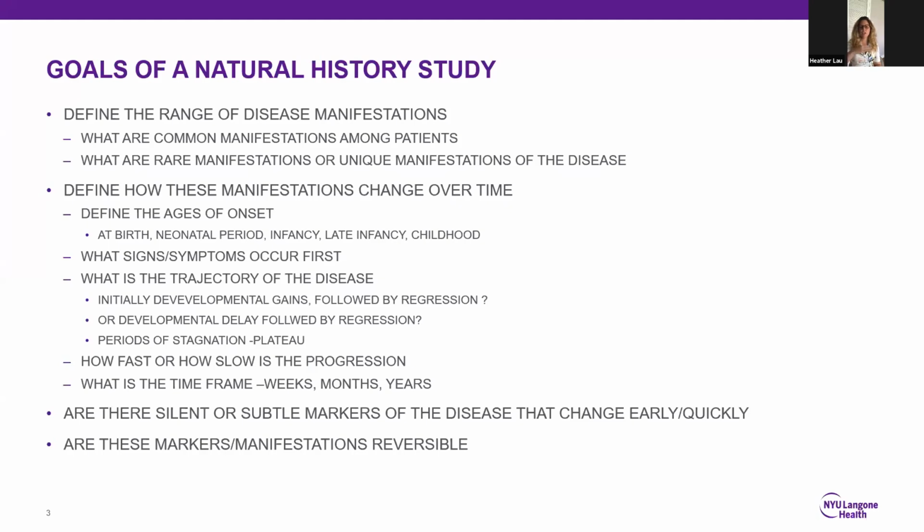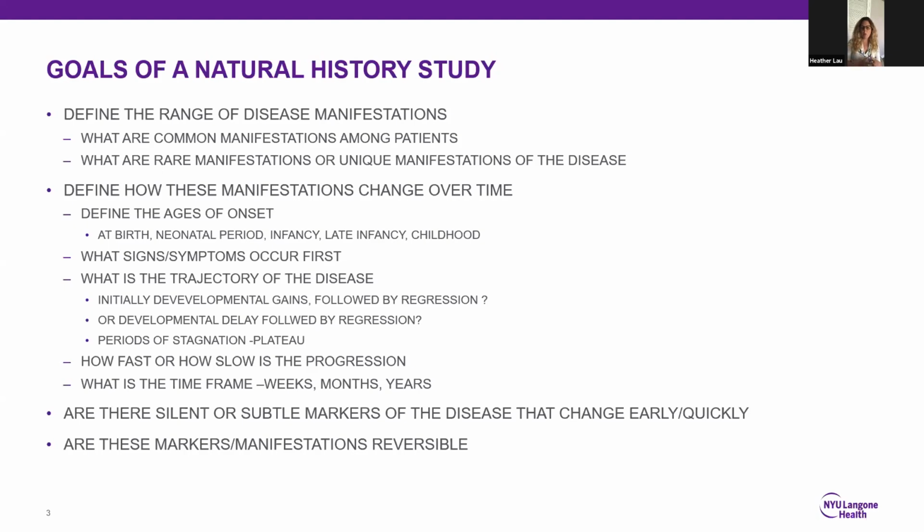And then we want to understand the trajectory of the disease. Are we first developing and gaining milestones, and then is it followed by a regression? Or is it a slow development, slower than the average infant, and then followed by a regression? In certain diseases, there's actually a period of stagnation or plateau, and we see that in some other neurodegenerative diseases, where there might be initial developmental delay, and then a stagnation, and then a regression or decline.